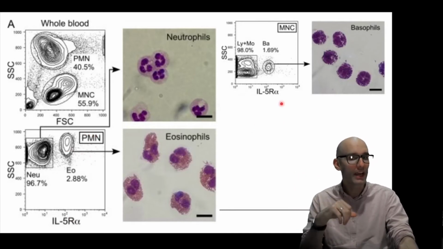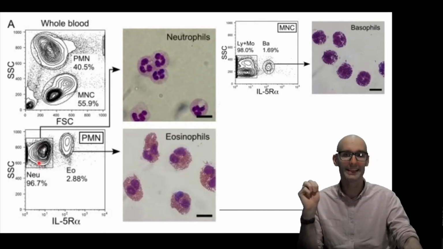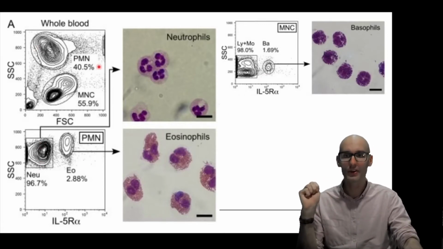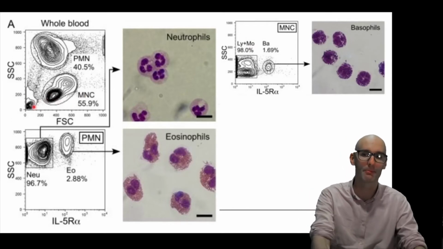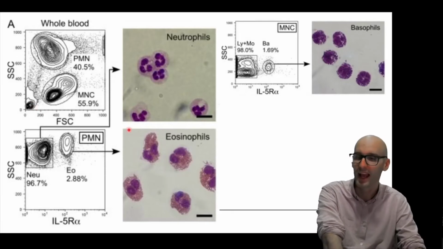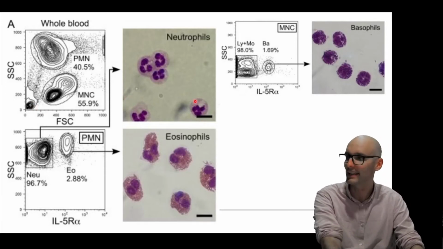And if they don't have the IL-5 receptor down here, then they are neutrophils. And if they don't have any IL-5 and they've got low side scatter, they're probably a lymphocyte or a monocyte. So these guys here are lymphocytes or monocytes, and these guys here are probably red blood cells because they're very small.